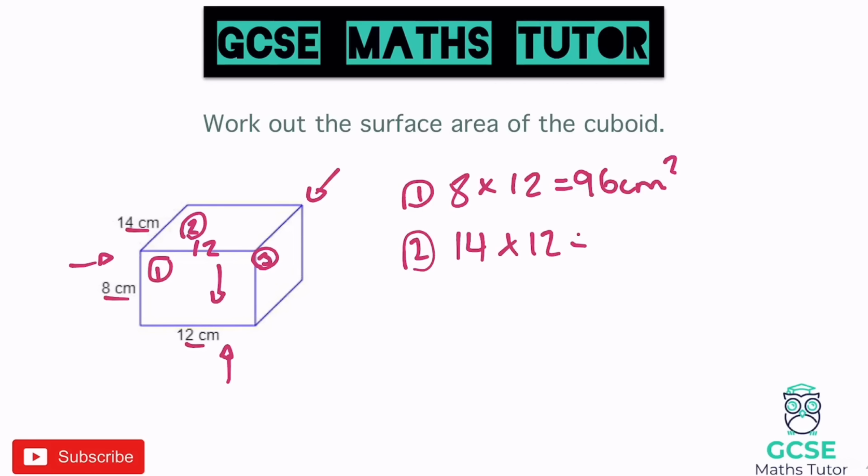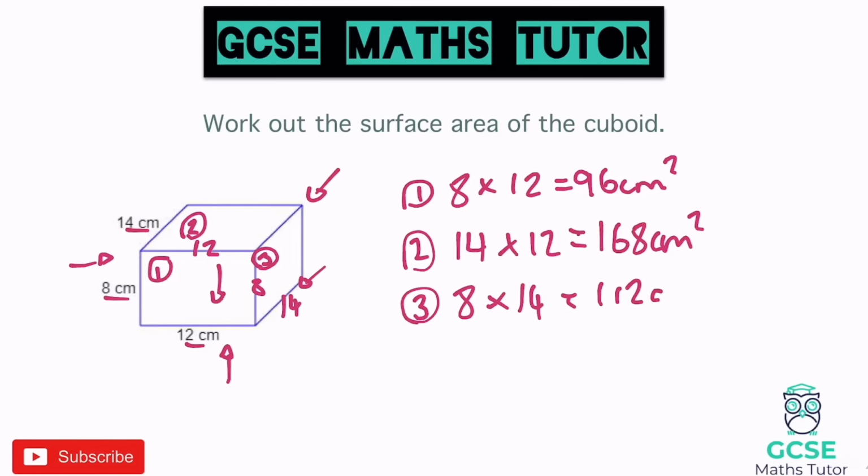So 14 times 12, you've just got to work that out, and that's 168. So that's 168 centimetres squared. And then the last one, face number 3 on the side, it's not labelled, but we can label that the height's 8, and the length going backwards is 14, the same as the length on the top there. So we've got 8 times 14, which is 112. So that's 112 centimetres squared.